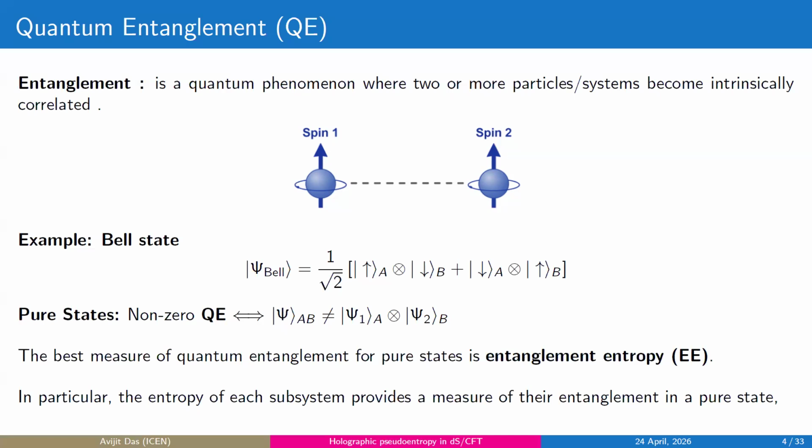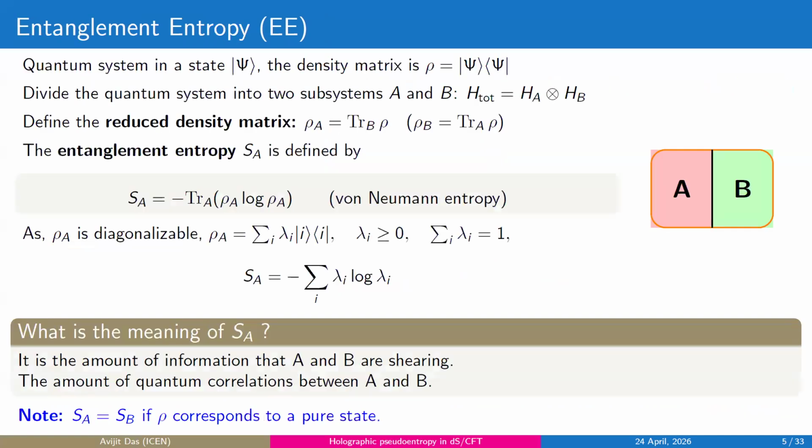For this, you can see that you cannot write the total Hilbert space as a direct product between the Hilbert space for A and the Hilbert space for B. So when you cannot write it like this, you can say that both systems are correlated quantum mechanically, and that is quantum entanglement. One of the important measures of quantum entanglement is what is known as entanglement entropy. So I will talk about this entanglement entropy.